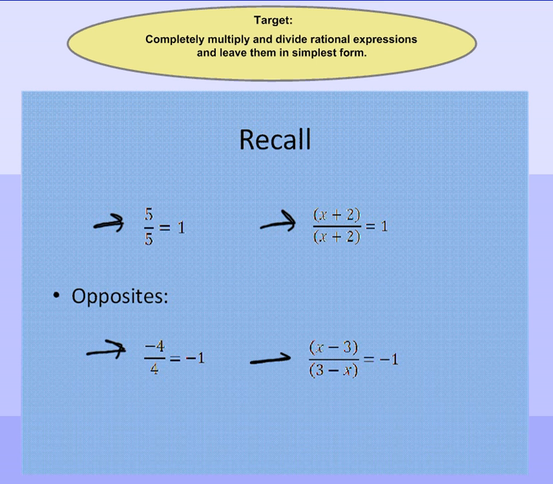Okay, and as a binomial, when both terms are opposites, notice how on the top the x is positive and on the bottom the x is negative, and then in the numerator the 3 is negative and in the denominator the 3 is positive. These are completely opposite of one another. They reduce down to -1.